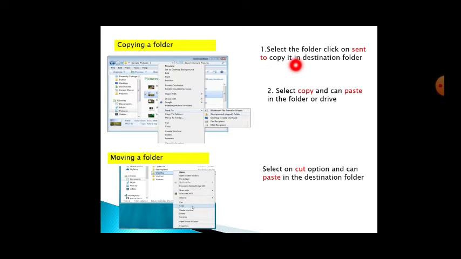Getting it? So when you're going to move it, you're going to just take it and move it. So you don't have any copy in the particular place. But when you copy and paste it, you get two copies of the particular folder.